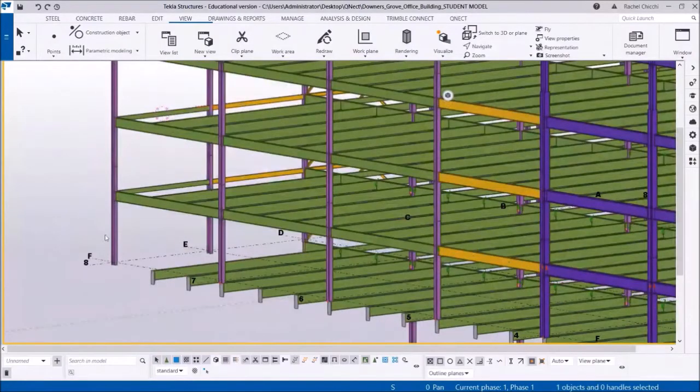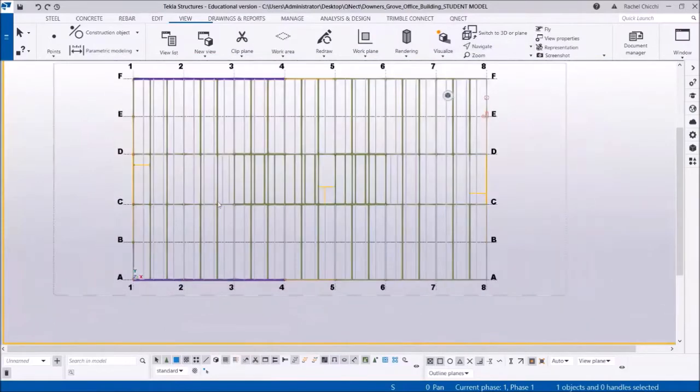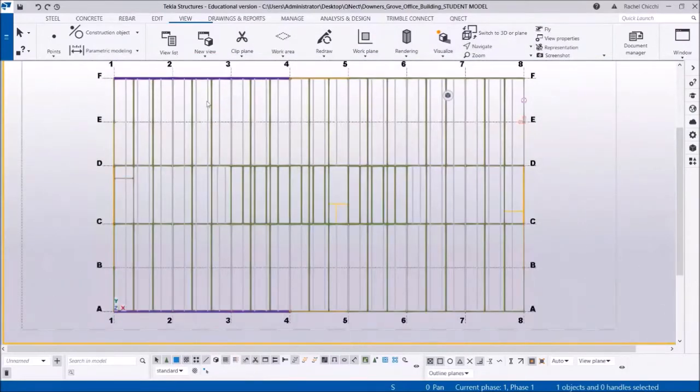Bays are defined as the spaces between the columns. In this building, the bay sizes or spacing between the columns is relatively uniform. If we look at this in plan, we'll be able to see this more clearly. Now, I do want to mention as we're looking at this in plan that what you're seeing is multiple floor levels all on top of each other. So we're seeing all of the floors in just one floor plan.